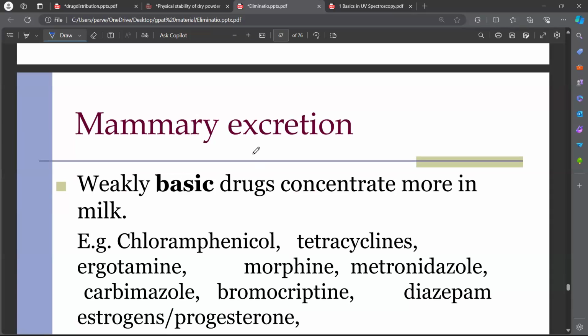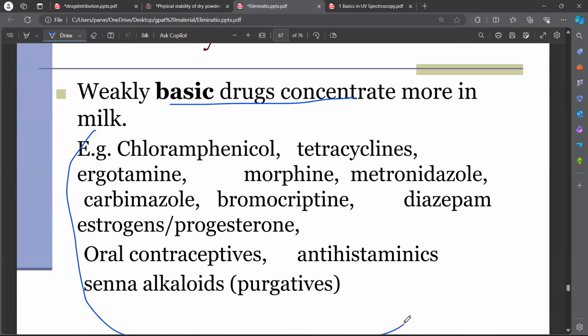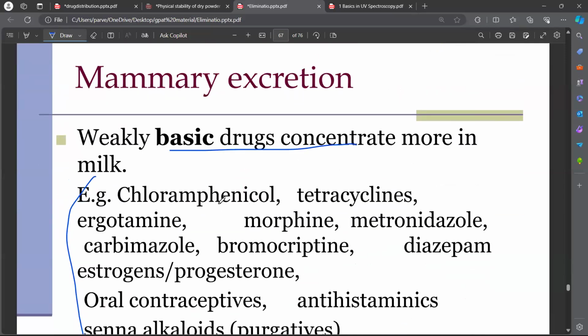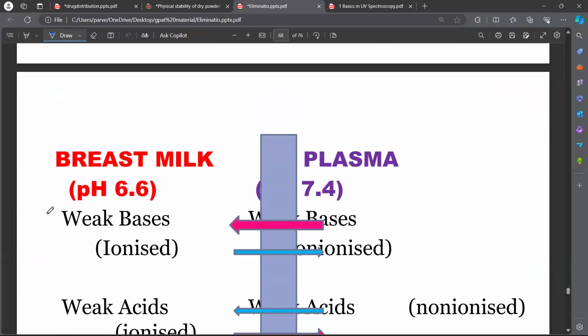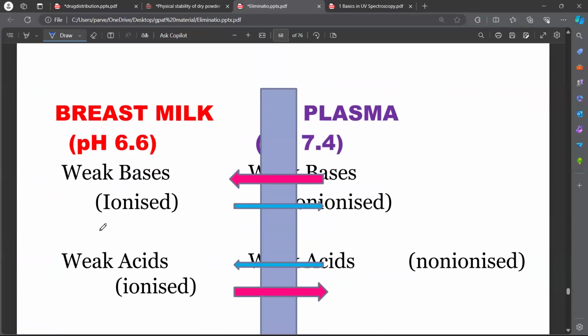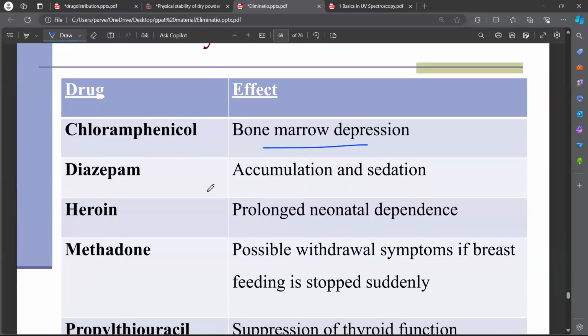Mammary excretion: weakly basic drugs concentrate more in milk. These are the important drugs which are mainly eliminated by the milk, which include chloramphenicol, tetracycline, morphine, bromocriptine, diazepam, estrogen, oral contraceptives, etc. So this is how the excretion takes place. Chloramphenicol can cause bone marrow depression, because the milk is taken by the baby, and due to the mammary excretion, the chloramphenicol can enter the baby's body and may cause bone marrow depression. Diazepam can cause sedation.